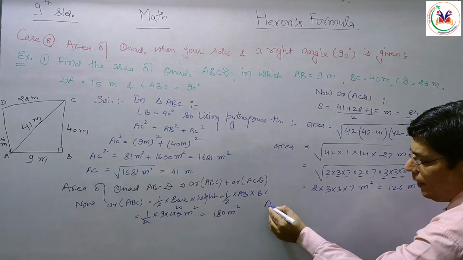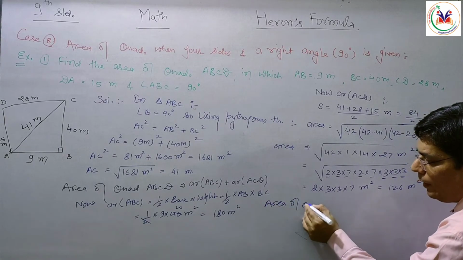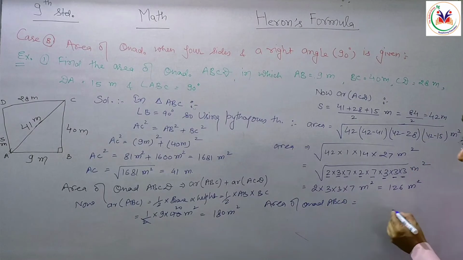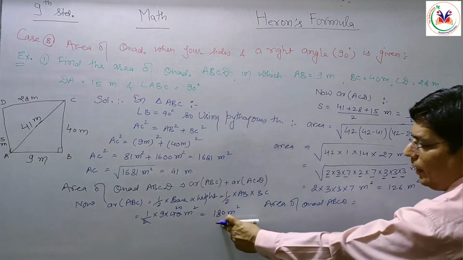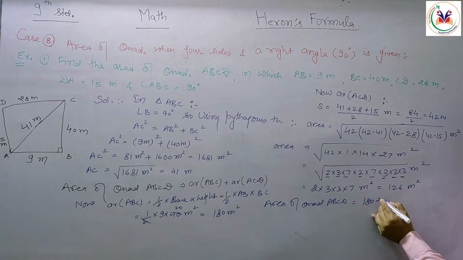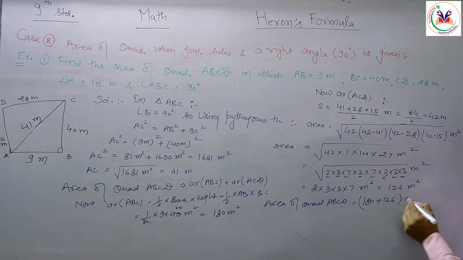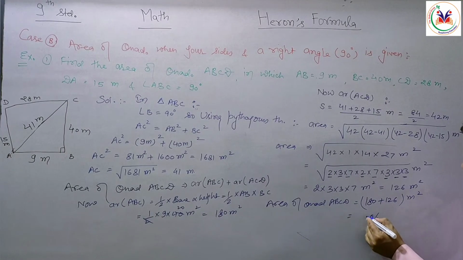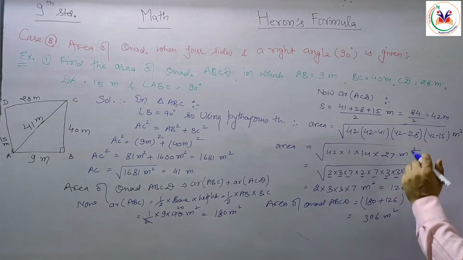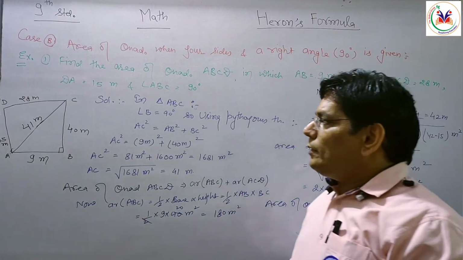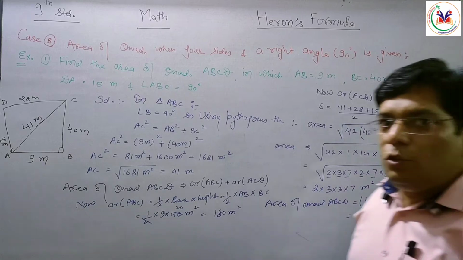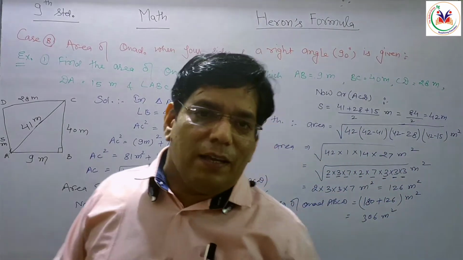Now area of quadrilateral ABCD equals to first area, that is 180 plus 126 meter square. 606, 2 carry 1, 306 meter square. That will be the given answer. That will be the area of the given quadrilateral in which 4 sides and 1 right angle is given.